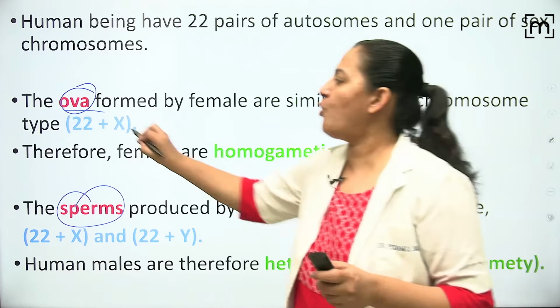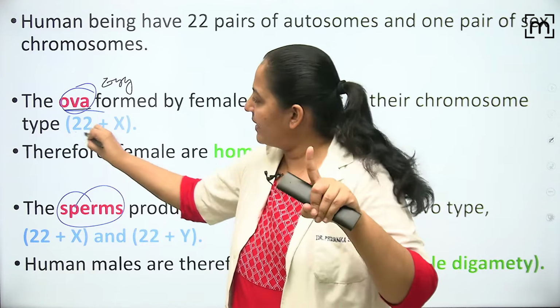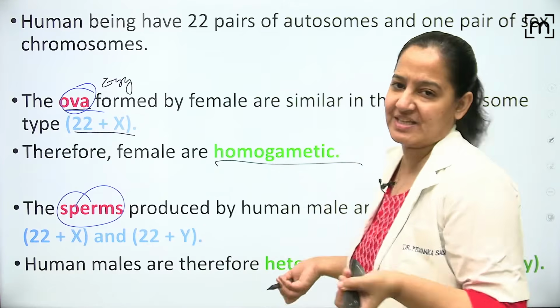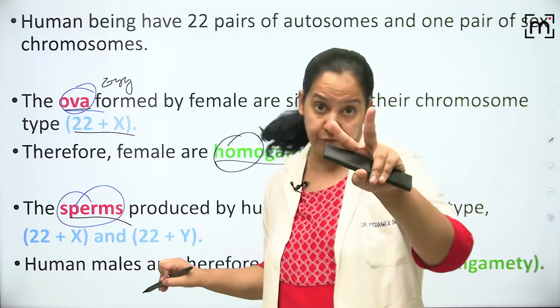So as I have told you, ova or egg are only of one type, that is 22 plus X. That is homogametic. Homo means same, only one type. But sperms of the father are of two types.